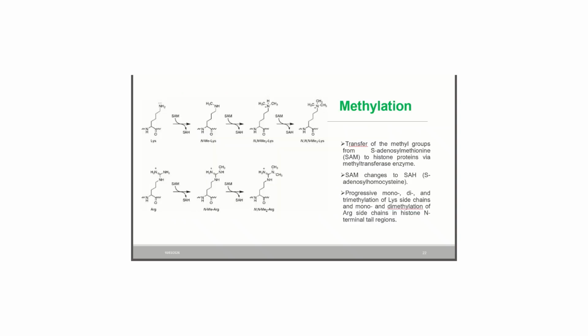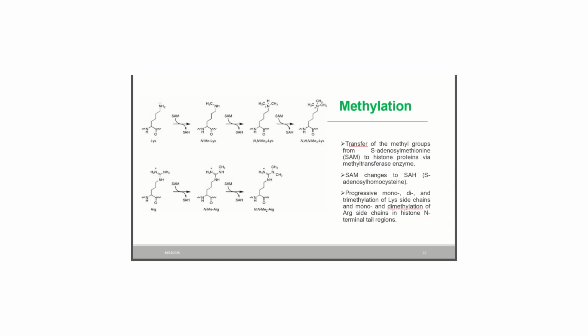So methylation is the transfer of a methyl group from S-adenosyl methionine, or SAM, to histone proteins. So the source of the methyl group, the chemical compound, is S-adenosyl methionine. It's a compound that is found in the cell and it's a source of methyl group. It changes to SAH, which is S-adenosyl homocysteine.